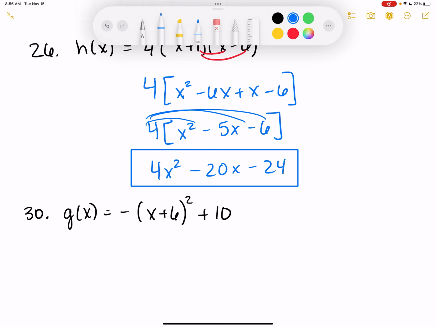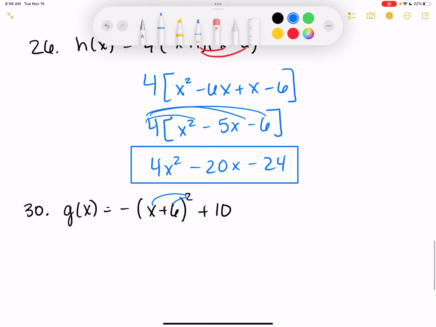So this says that this whole parentheses is being squared, meaning I would write it twice. It doesn't mean each thing in there is getting squared. That's a common mistake. People will be like, oh, I'll just distribute the squared. That's not true. False information. So we keep the negative sign. Then we have x plus 6 times x plus 6. And then when that's all said and done, we add the 10. So we're going to FOIL first, then multiply the negative sign through, then add the 10.